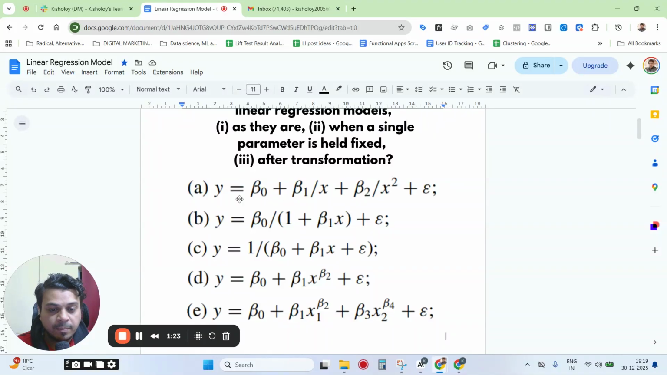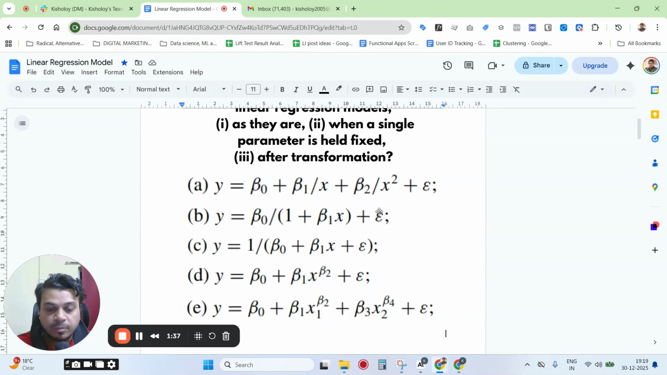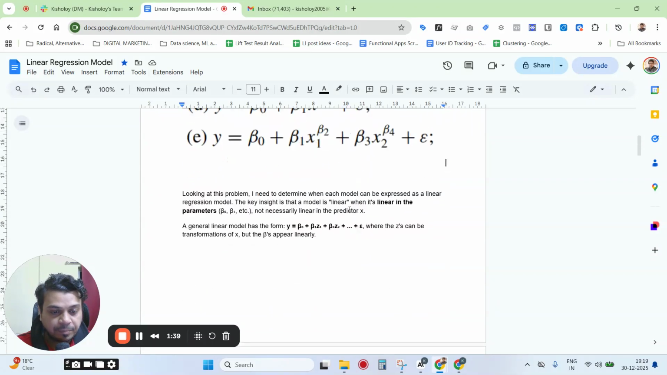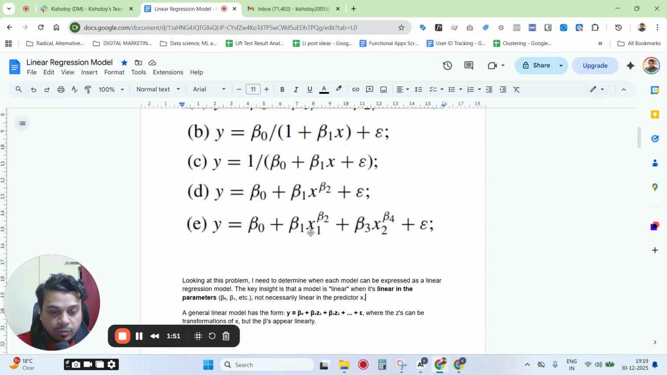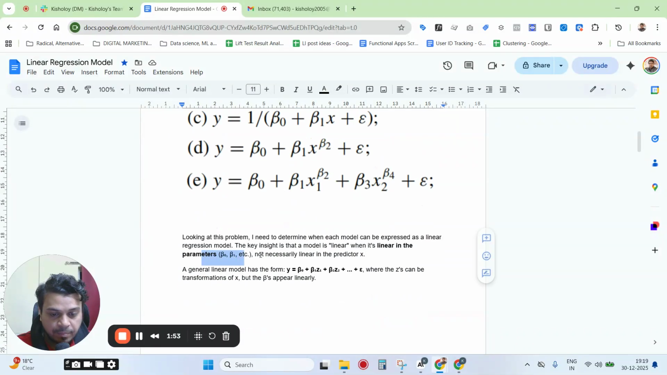As you can see, the first one has an intercept, then you have the coefficients, and you also have x and x squared. You might be tempted to think that because there's x squared here, it's not a linear equation. But the core concept is that the model is linear when it's linear in the parameters. The parameters here are the coefficients, beta, for instance. These are the coefficients for the different variables, and it's not necessarily linear in the predictor x.